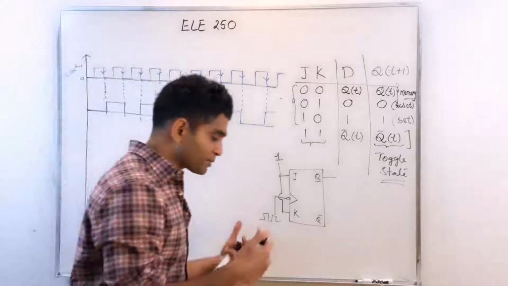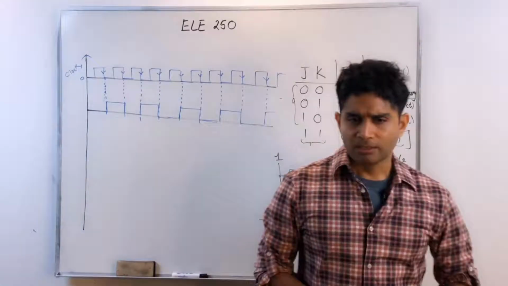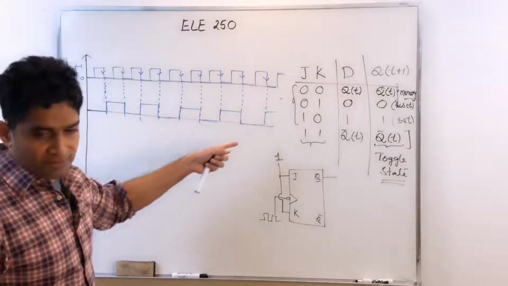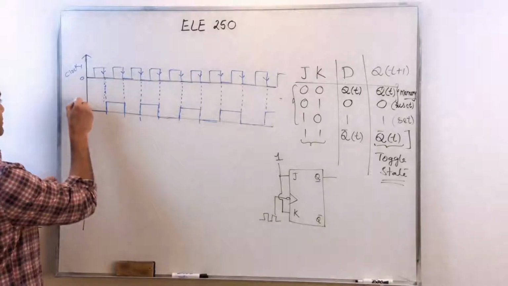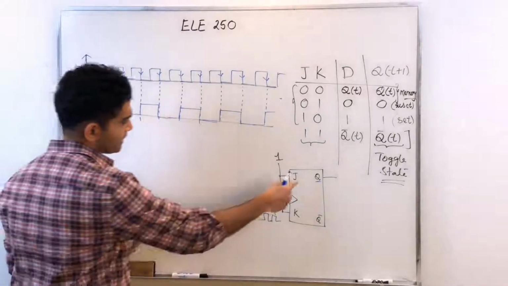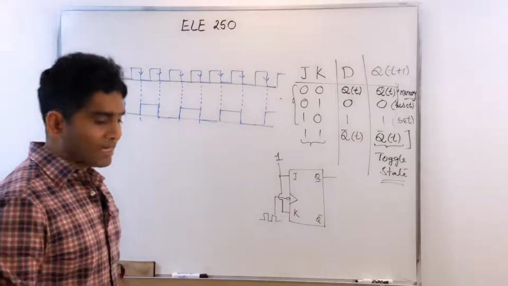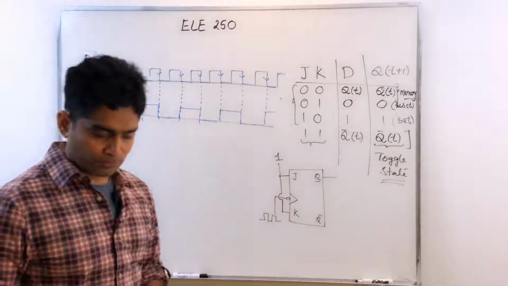What kind of use can we have for this? Before we do that, what can you say about the frequency of this new signal? This is Q, by the way. I've not represented J and K because they are just constantly at 1, so I don't really have to show that. I just directly showed Q.